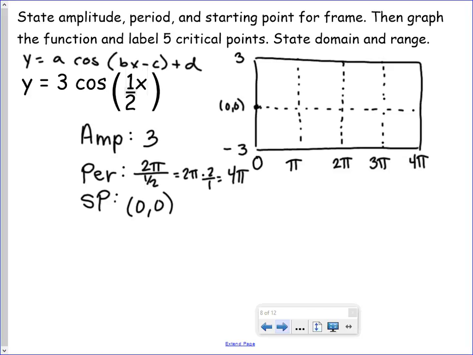And we've got everything labeled on our frame, so now we just go up and we look at, this is a cosine graph. We didn't make any comments about it being reflected, so it's cosine with a positive a. So you put your 5 critical points in the graph. Just cosine with positive a looks like. It starts at its maximum.